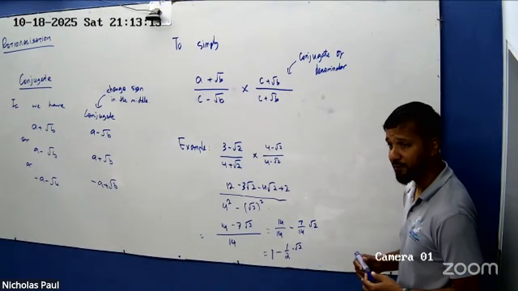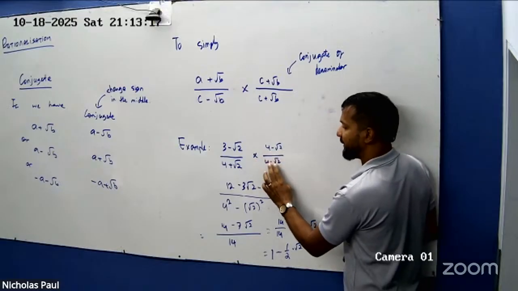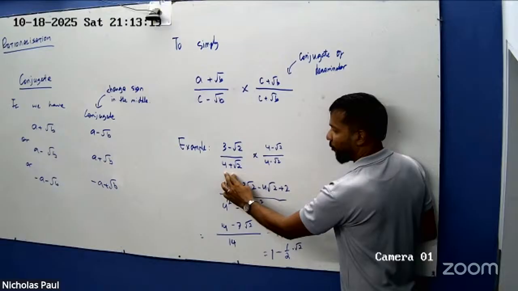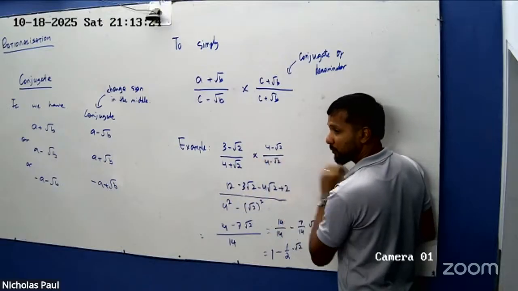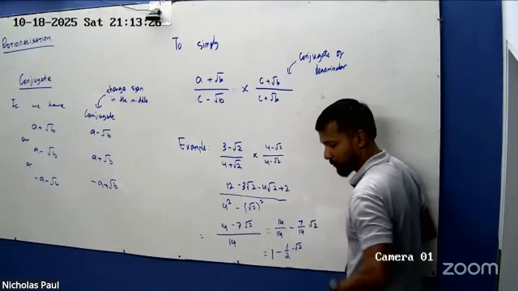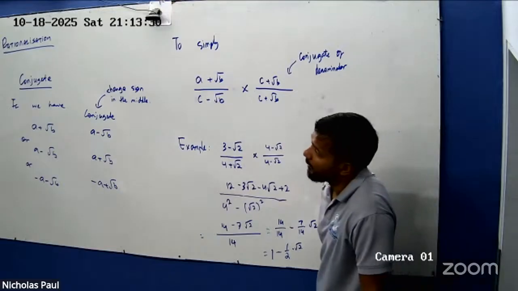Everybody okay with this? So what do you do? You multiply by the conjugate of the denominator. So if you have 4 plus root 2, it becomes 4 minus root 2. All right? Copy it down. Any questions online? Tyler, are you okay?